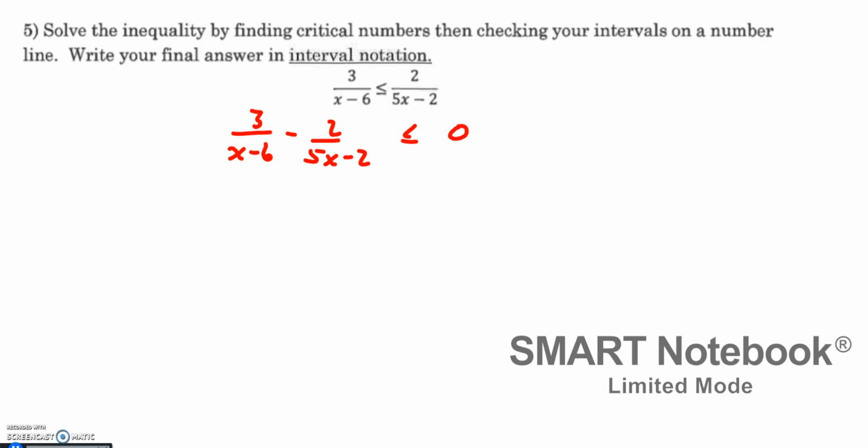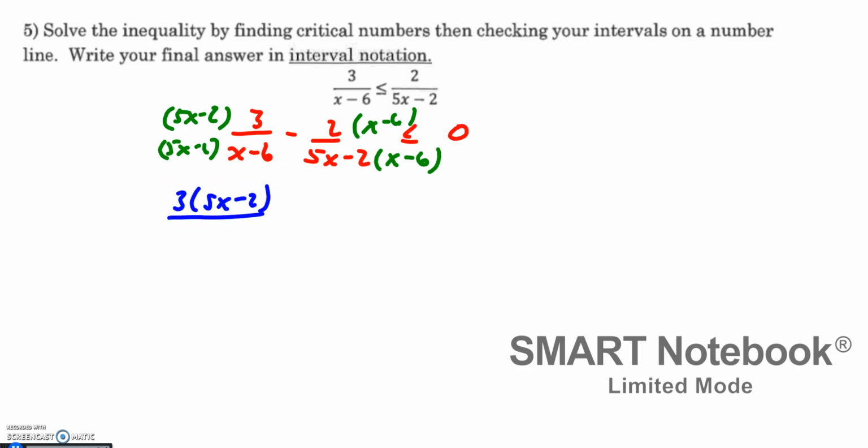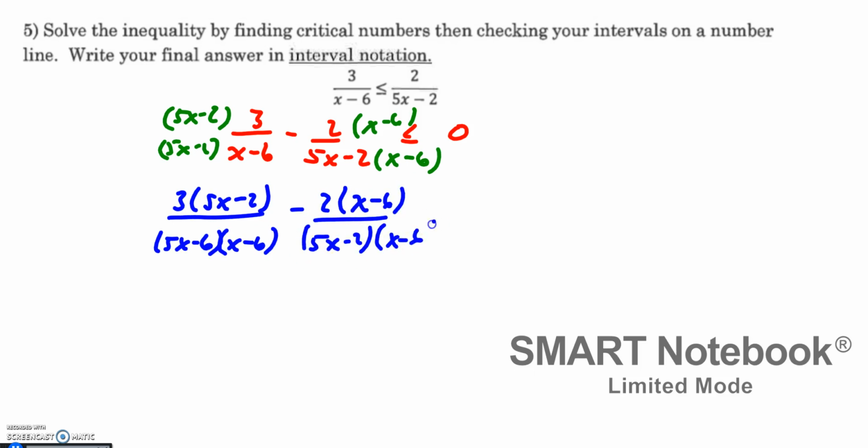If we would like to combine these two things, we need a common denominator. So this first fraction has the x minus 6, so it needs to be multiplied top and bottom by 5x minus 2. And this piece here needs to be multiplied top and bottom by x minus 6. So if I do that, I would get 3 times 5x minus 2 over 5x minus 2 and x minus 6, minus 2 times x minus 6 over 5x minus 2 and x minus 6.